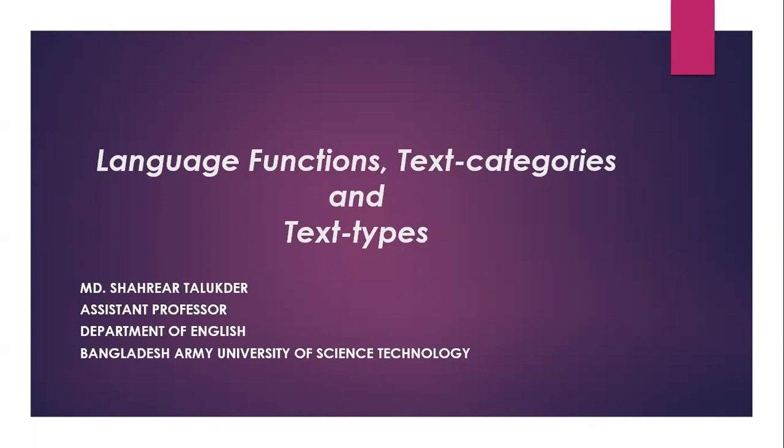On the screen, you can see language functions, text categories, and text types. As you know, since we're dealing with translation, as a translator, when you start translating different kinds of material from different genres, you have to know the different functions of the same language, and also the source text and source language (SL) and the target language (TL). At the same time, we must also have a good idea about text categories and text types.